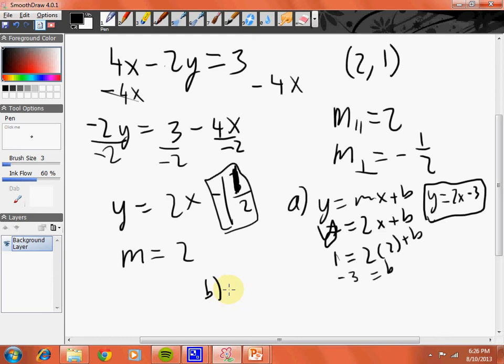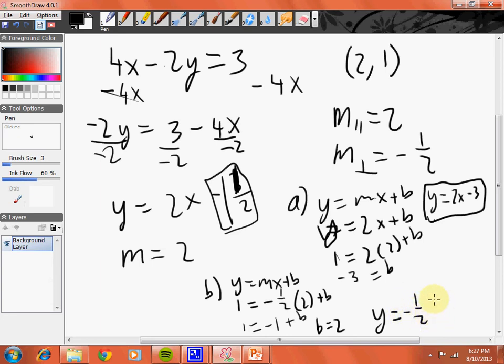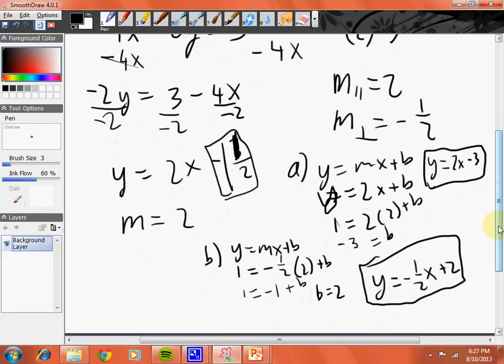Then for B, same procedure, y equals mx plus b. Plug in the point and the slope. So 1 for y, the slope is negative a half, x is 2, and b we don't know. So we get 1 equals negative 1 plus b, so b equals 2. So our answer for B is y equals negative 1/2 x plus 2. That's it right there. Let me bring this down a little bit so you can see.